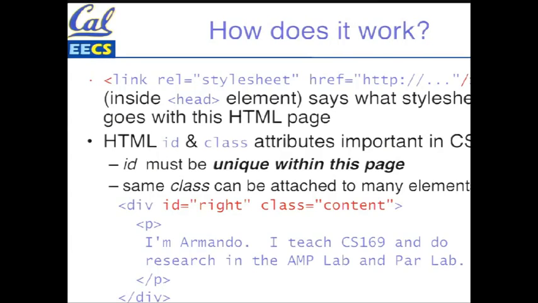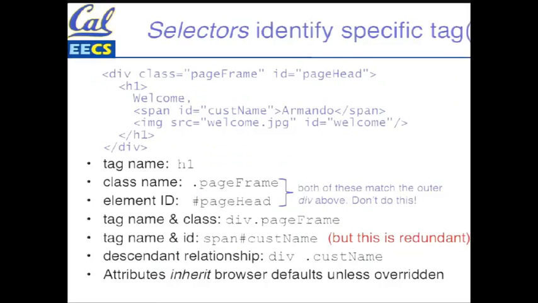So, for example, given this little snippet of HTML up at the top, there are various ways that I can select parts of that page so that I can describe how to make them look. For example, I could say, apply styles to all H1 tags. That's kind of a sledgehammer, but I could do that. I could say any element whose class is page frame, and dot is the notation for doing that. So for example, that top div, class equals page frame, would be picked up by this selector.